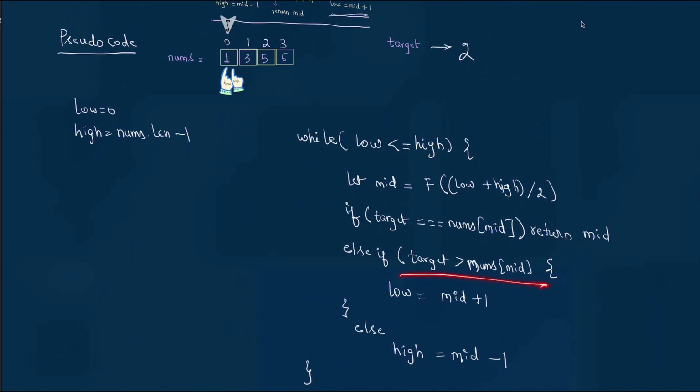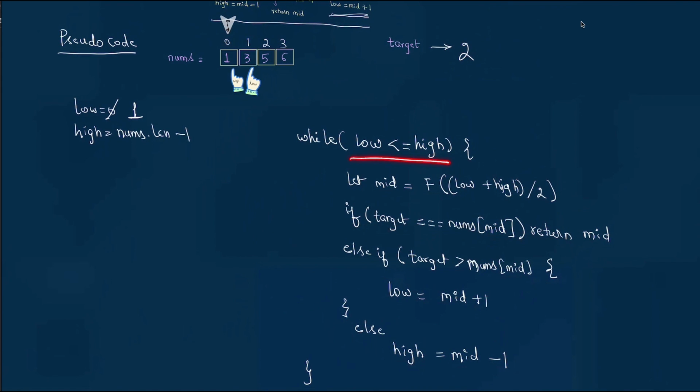So we check, is target greater than nums of mid? Yes. So we need to update our low. What is the low value? Low value is mid plus 1. Mid is pointing to 0, and we update our low pointer to mid plus 1 to point to index 1. So let's update our low value here. Low will now become 1, and we complete this loop and come back.